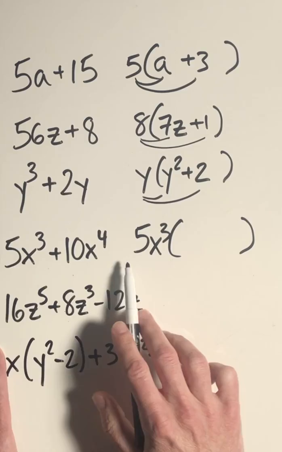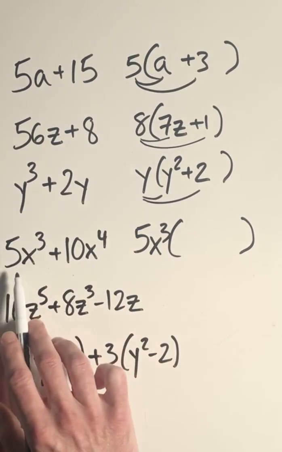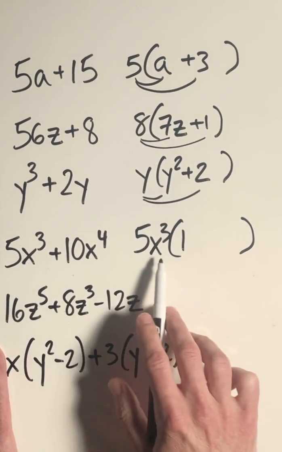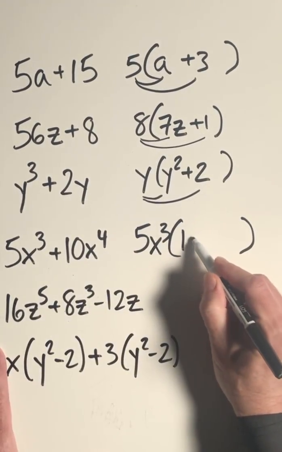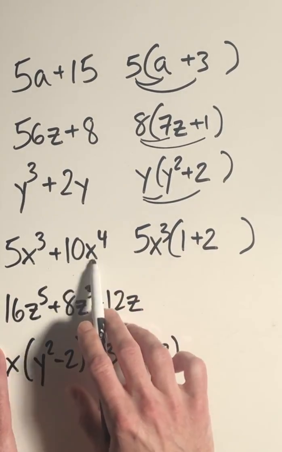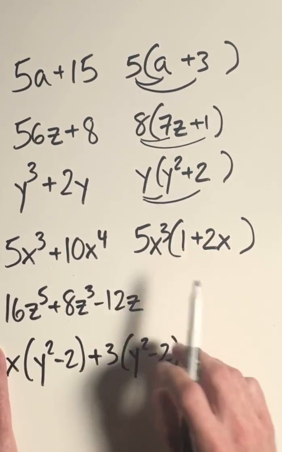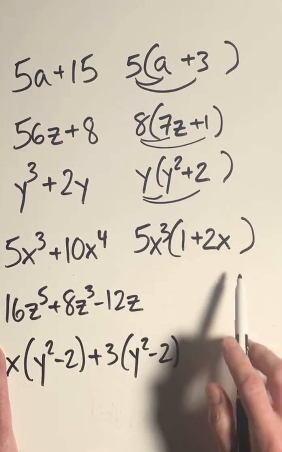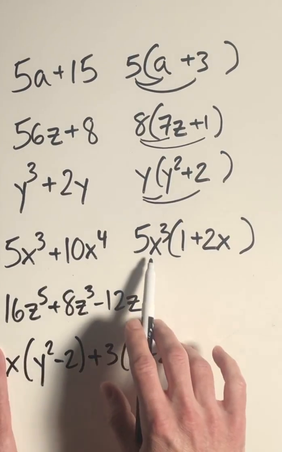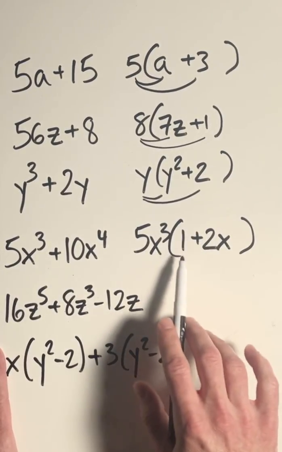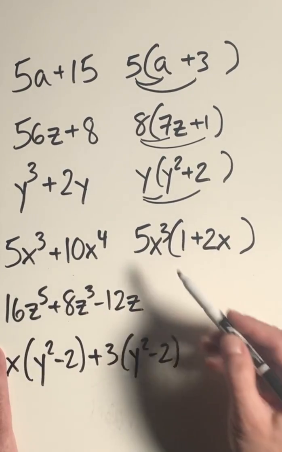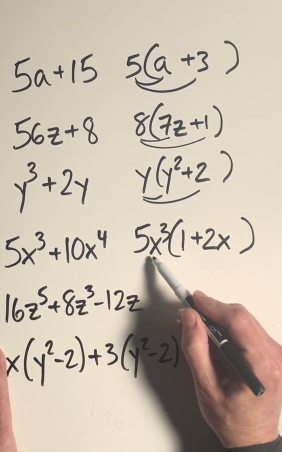5x to the third times 1 will be 5x to the third, so we have to include the 1 here. 5 times 2 is 10, so that's positive 2. And x to the third times x gives you x to the fourth. So 5x to the third, parentheses, 1 plus 2x, is this greatest common factor shown as multiplication over this binomial to produce this. And we'll check again, always by distributing.